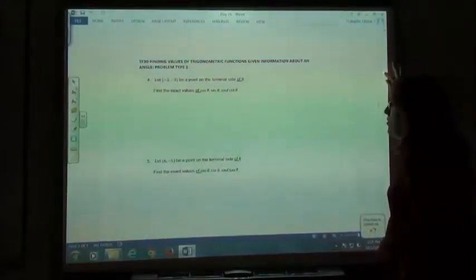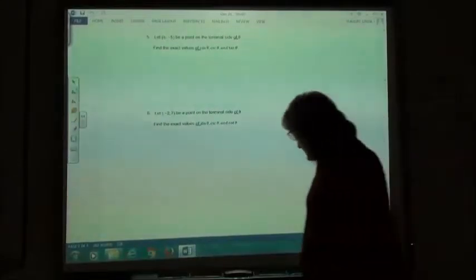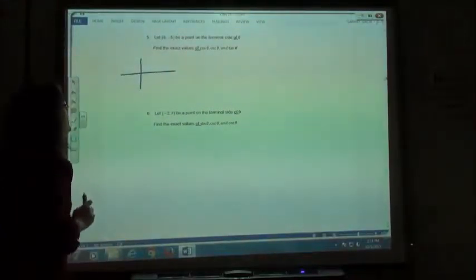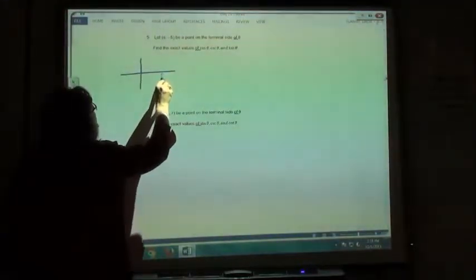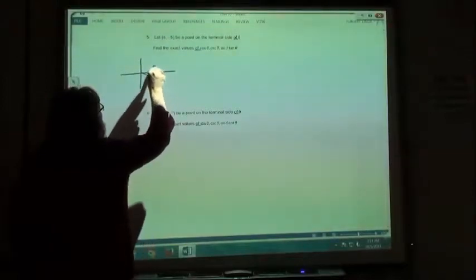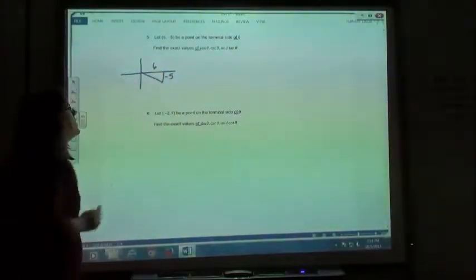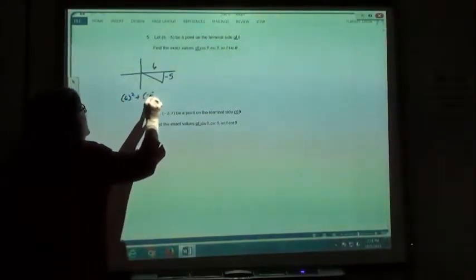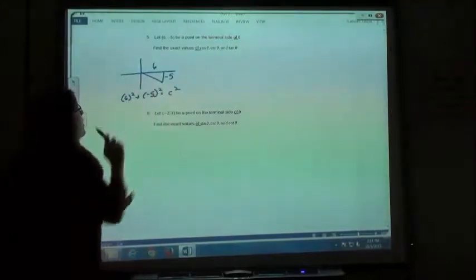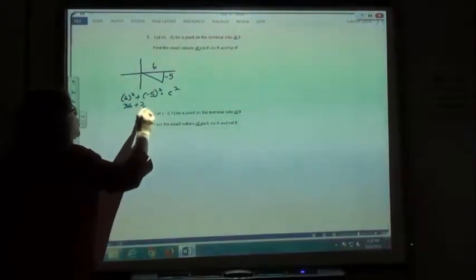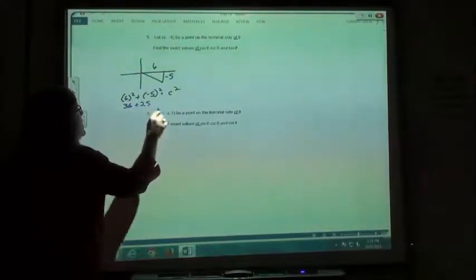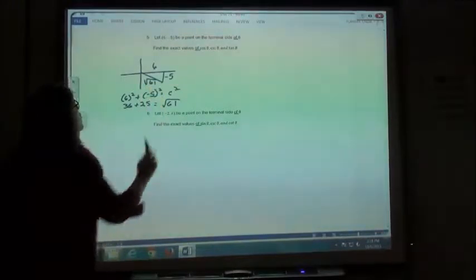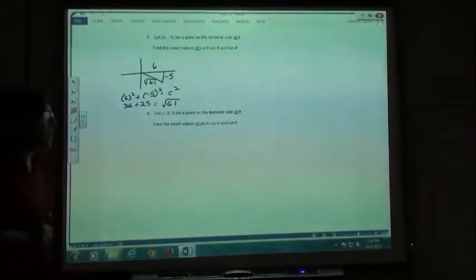So we'll go ahead and take a look at number 5 and number 6 here. Number 5, let (6, -5) be a point on the terminal side of theta. So 6 in my x direction, -5 in my y direction. And then, of course, I want to find my hypotenuse using my Pythagorean Theorem. So 6 squared plus -5 squared equals c squared. So 36 plus 25 gives me 61. Then I have to take the square root. So the square root of 61 would be the value of my hypotenuse.